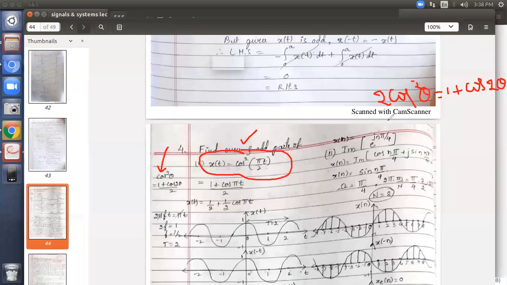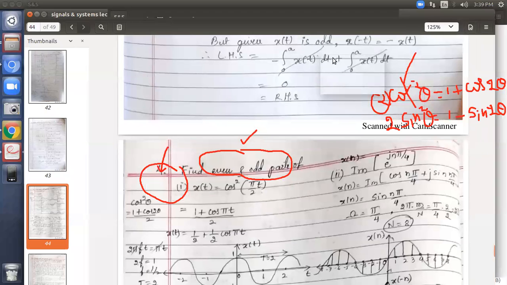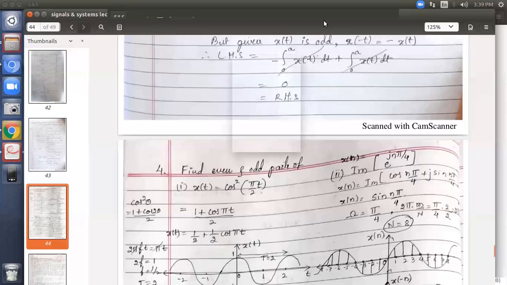You have studied this probably. And 2 sine square theta is equal to 1 minus cos 2 theta. These two are the identities. You might have studied them in trigonometry. Since the question is cos square, I'll be using this. Cos square theta equals 1 plus cos 2 theta divided by 2. I have written it. You can see it on the screen. Let me just zoom a little. This is the identity, cos square equal to 1 plus cos 2 theta by 2.